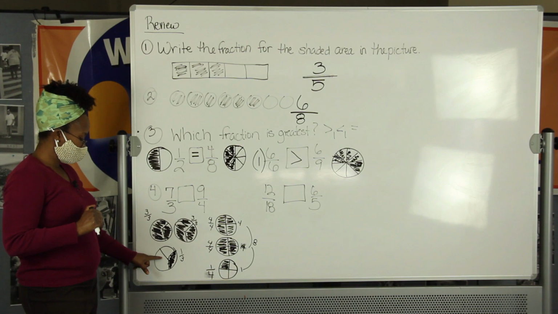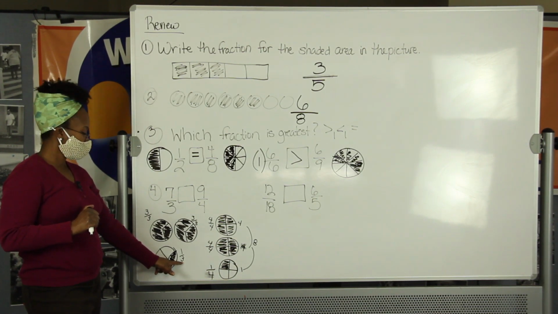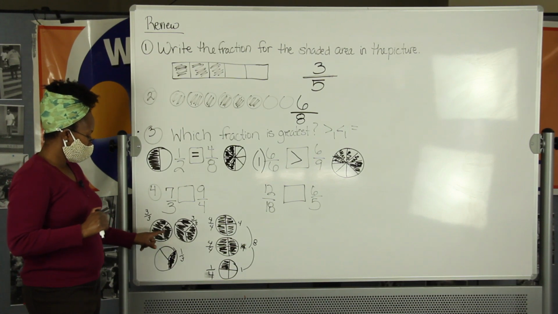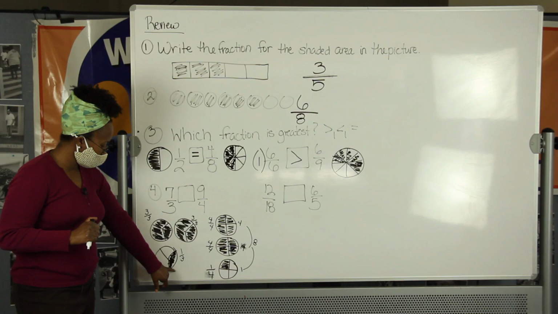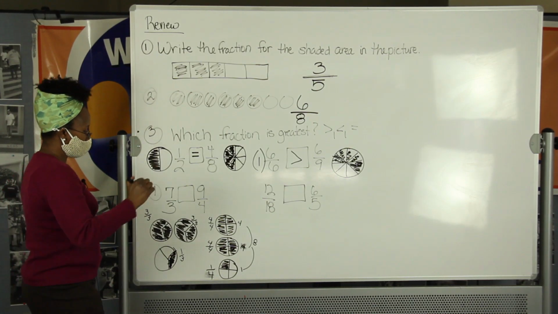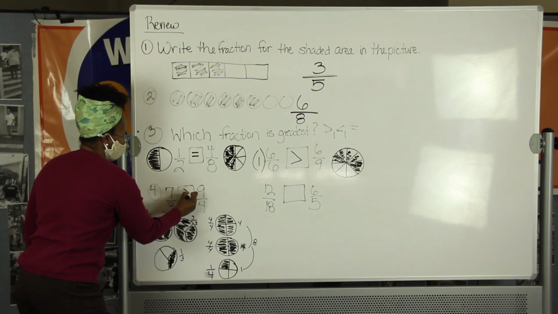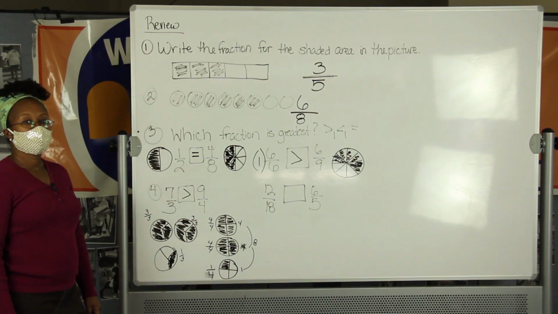So this piece is bigger. The smaller the bottom number, the bigger the piece. So because both of them have 2 whole pieces, we're going to get the one with the next biggest piece, and that's going to be this one. So the biggest fraction is going to be 7/3.